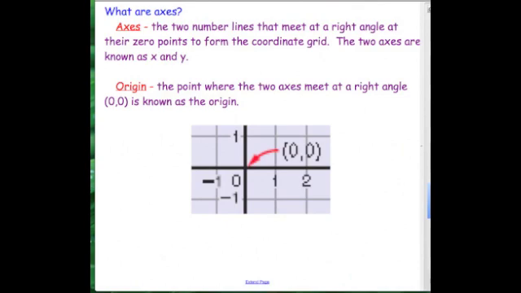The two axes are known as x and y. The origin is the point where the two axes meet at a right angle, 0, 0. That is known as the origin. So our origin is right here, and the two axes are these black lines that go from side to side.